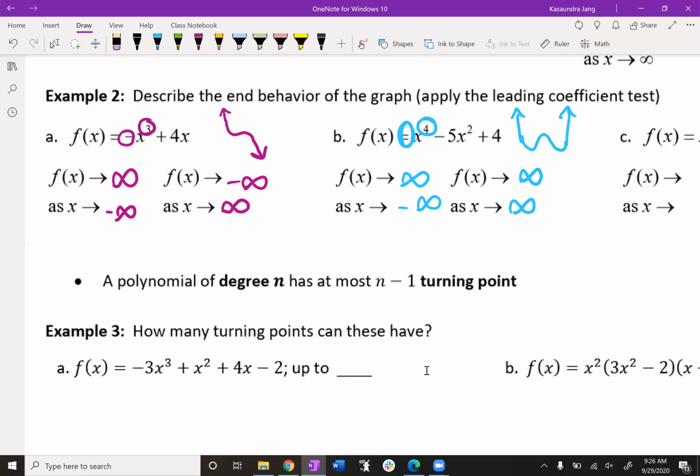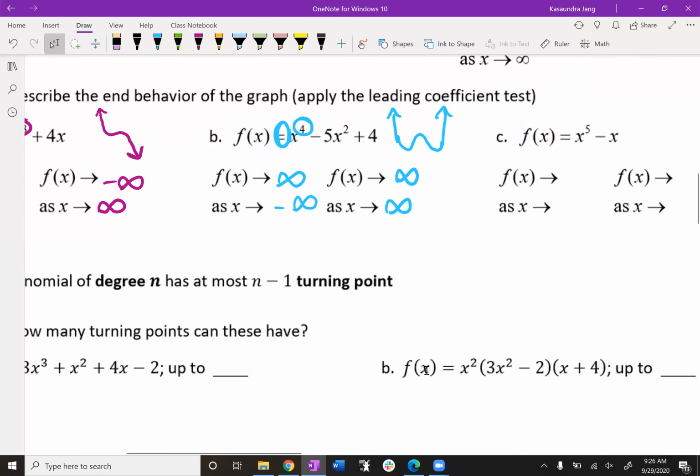All right, let's see if you guys got this one. Try C.